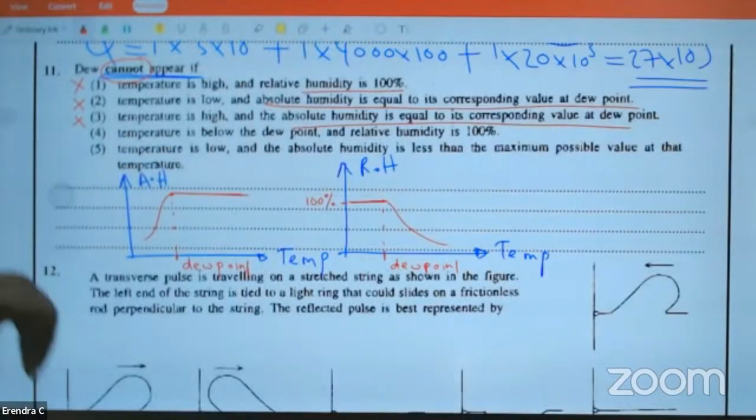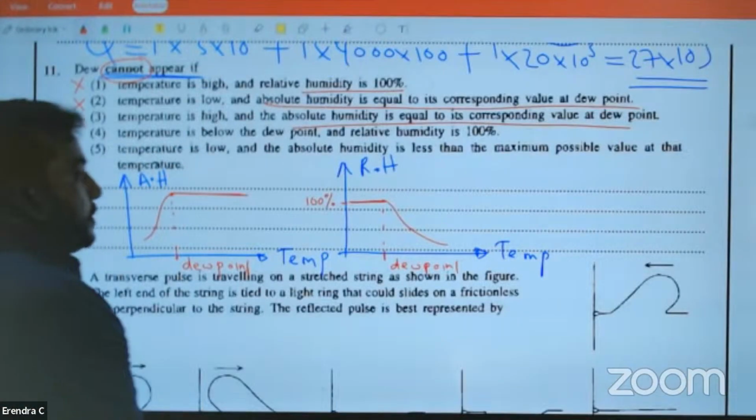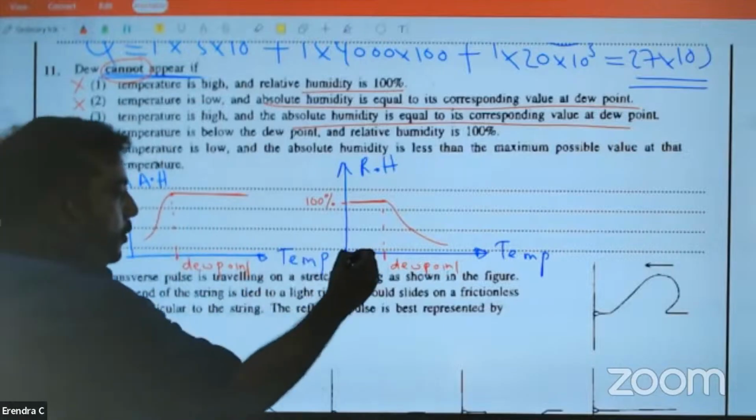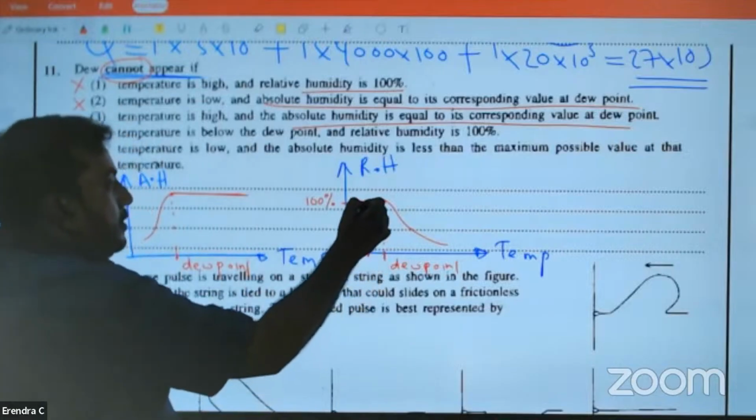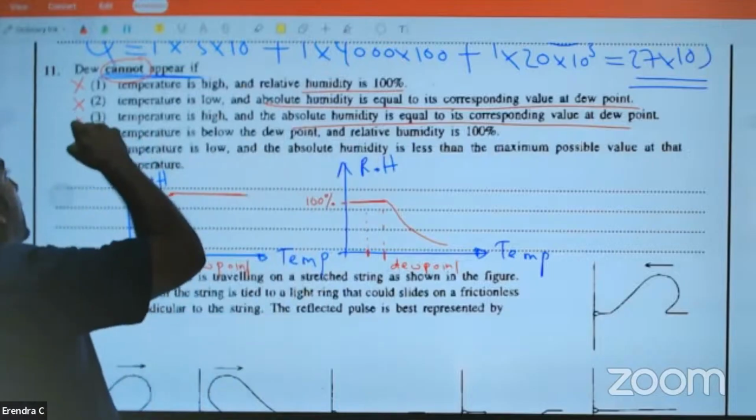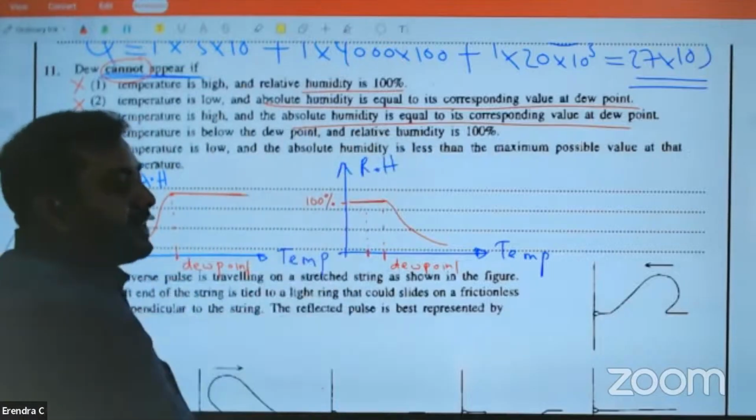So here you go. Temperature is below the dew point. Relative humidity is 100%. Right? Temperature is below dew point. Relative humidity is 100%. Correct? Saturation will take place from the curve.